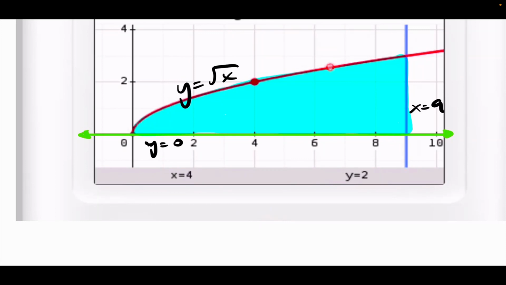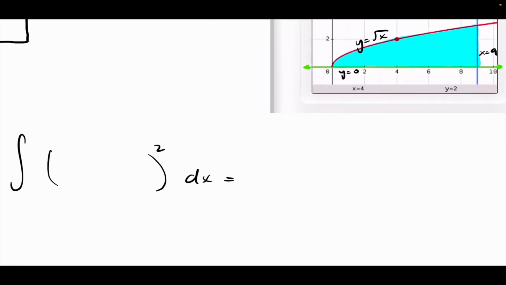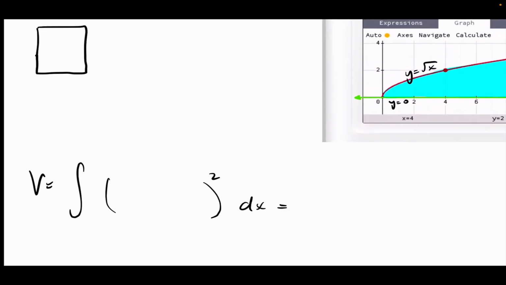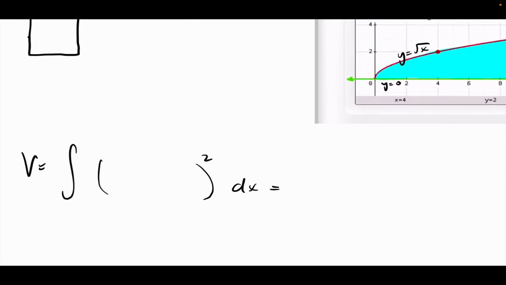And then I want to find here. So if I want to find the distance here, what am I going to do? We know how to find the values here. How do I find the distance? Subtract, right? Red minus green. So red is the square root of x minus the green, which is 0.